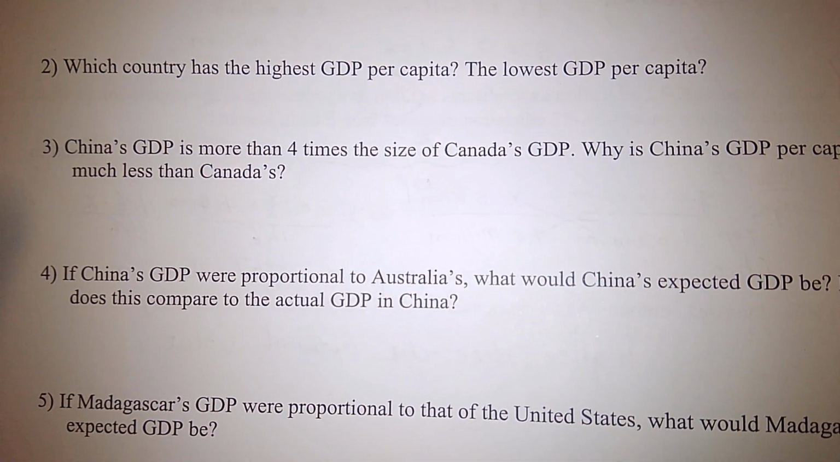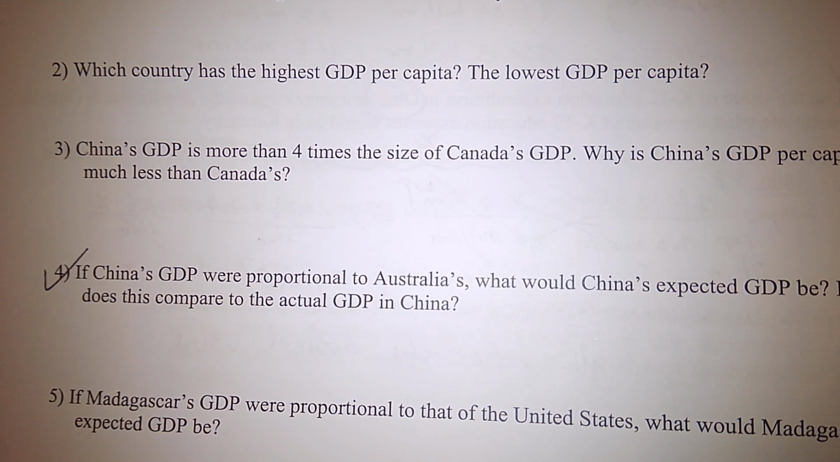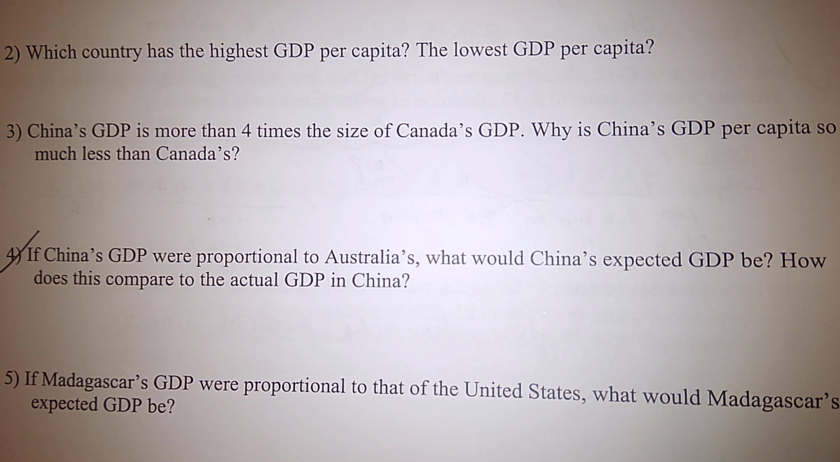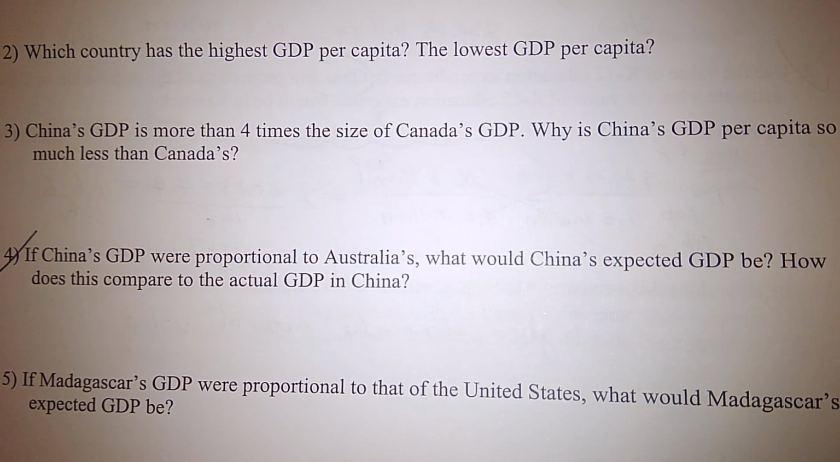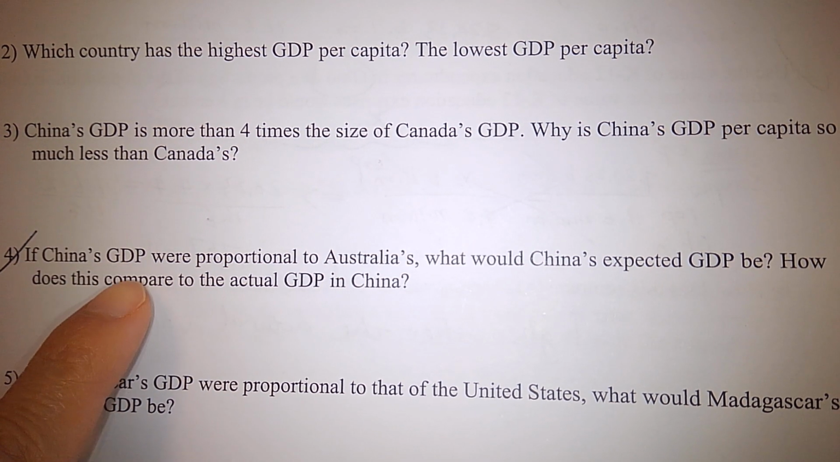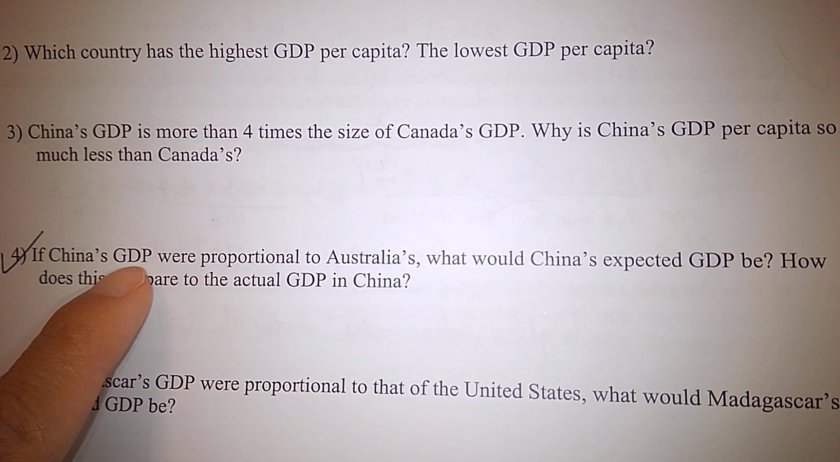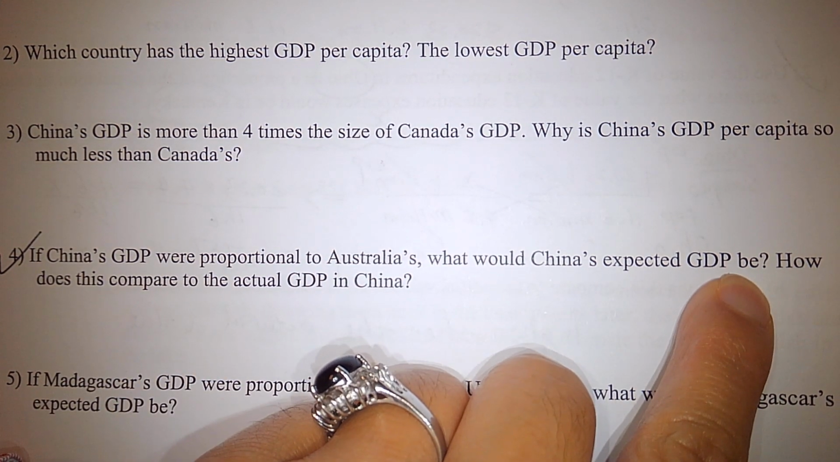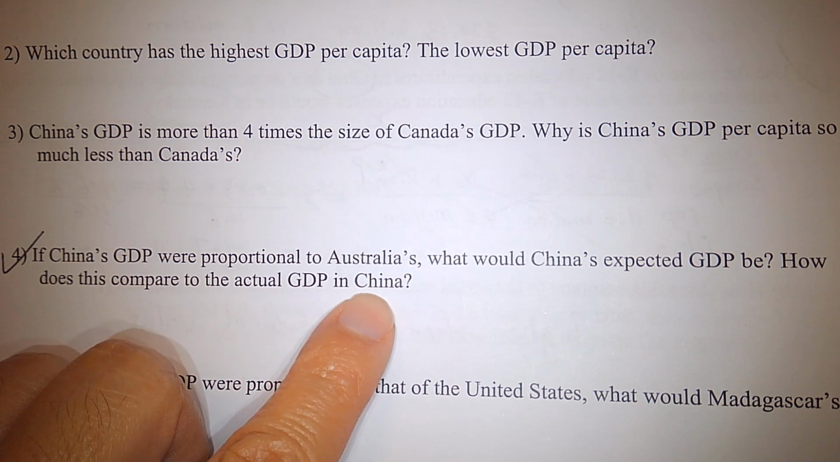Now let's practice question 4 together. I'm going to ask a volunteer to read the question for us. Andrew? Ready? Kathleen? For 4, if China's GDP were proportional to Australia's, what would China's expected GDP be? How does this compare to the actual GDP in China?